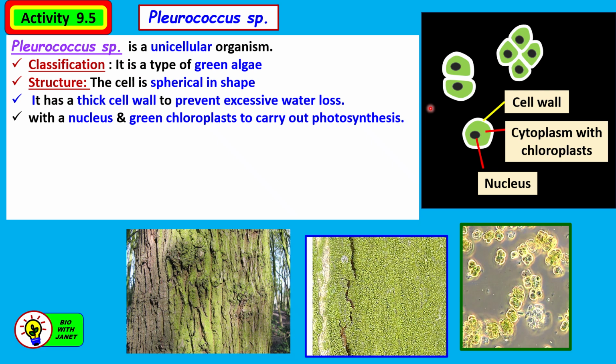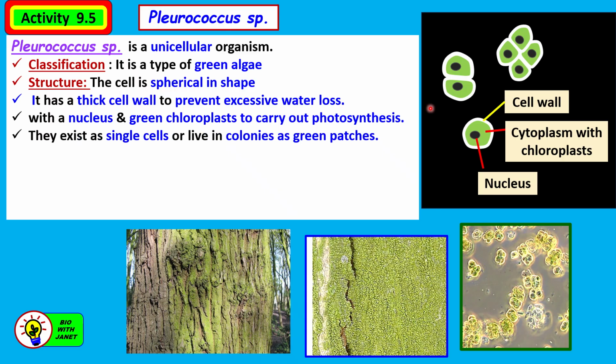With a nucleus and green chloroplast to carry out photosynthesis. So the cell is green in color because it has the green chloroplast. So it's an autotrophic organism that can carry out photosynthesis and produce its own food. But it grows on the tree trunks to have a surface that is high enough to obtain sunlight for photosynthesis.